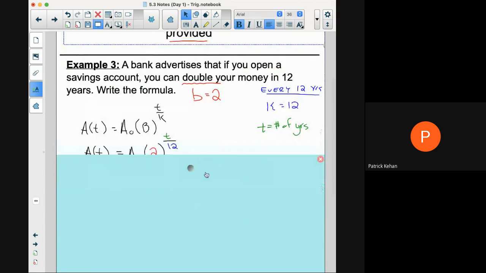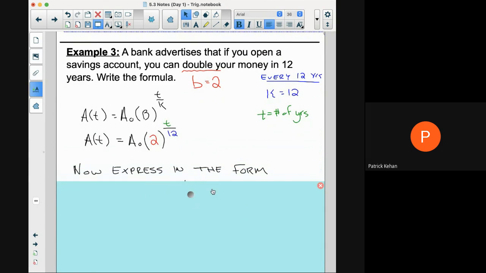So let's fill the values in we have. I don't have an A sub 0 value. All we were really given was a growth rate every 12 years, period. So this would be the rule setup. And what we would need to know to work with this rule is the initial value and maybe how many years we were going to work with, right?